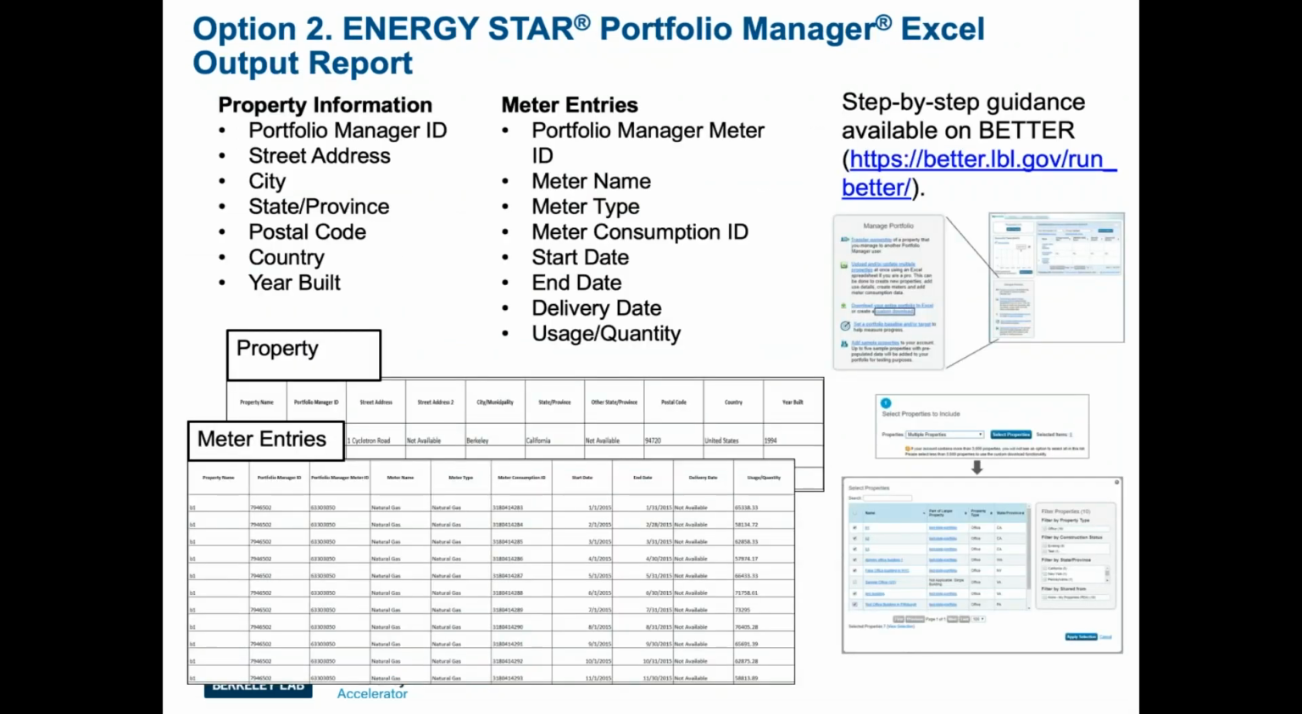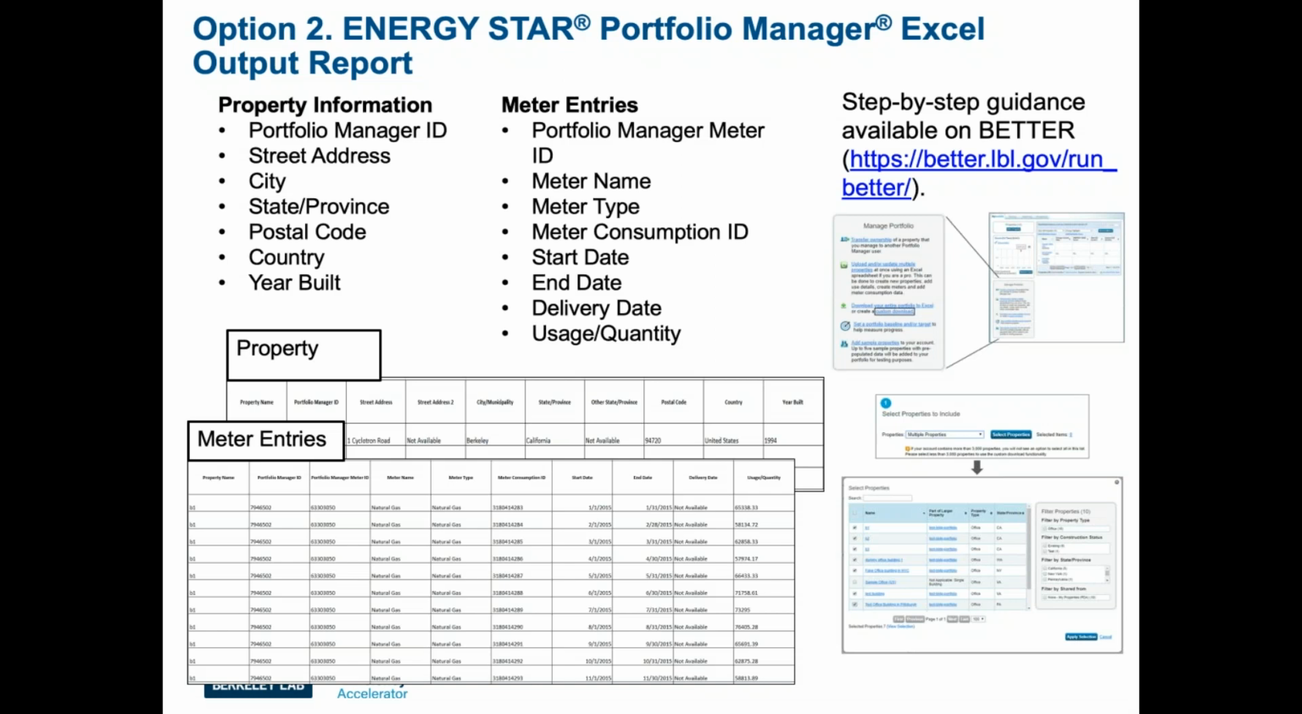A second way that users of Better can upload data into the tool is if a building operator is using the Energy Star Portfolio Manager tool. This is a free public access tool offered by the U.S. Environmental Protection Agency, and it's used by about 40% of U.S. commercial buildings and a large number of buildings around the world, because of some of the international metrics that are offered within the tool.